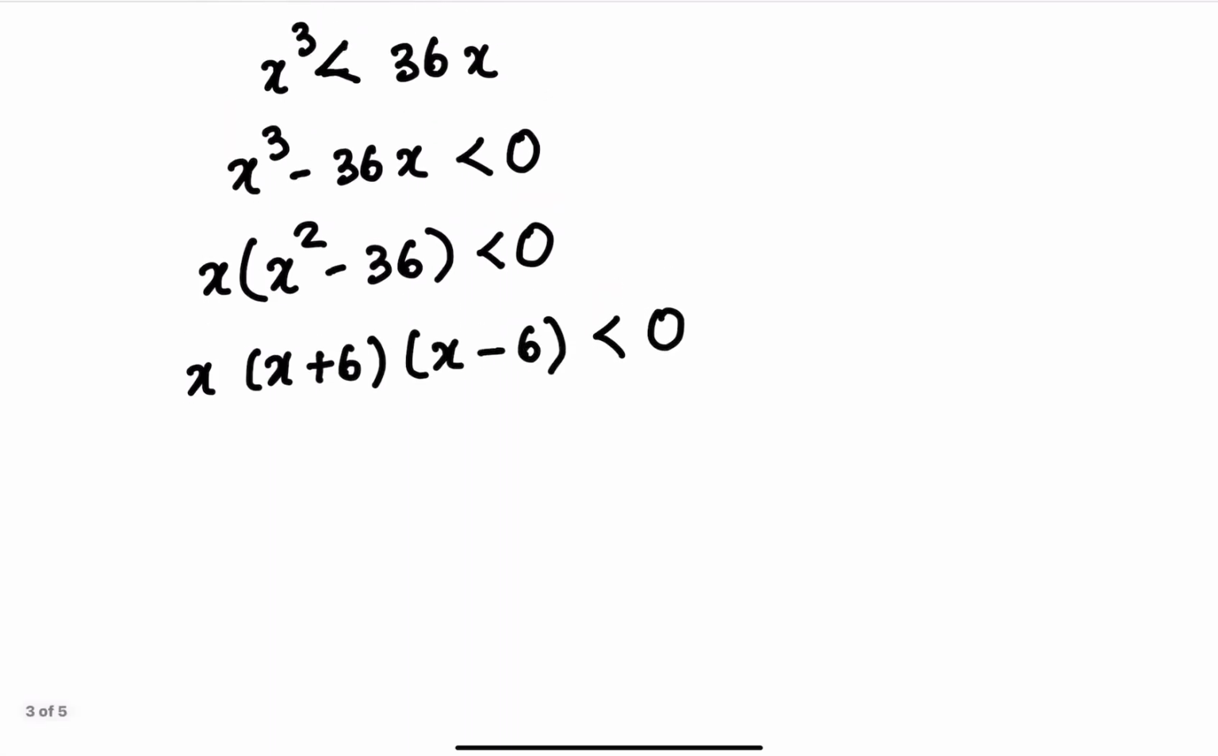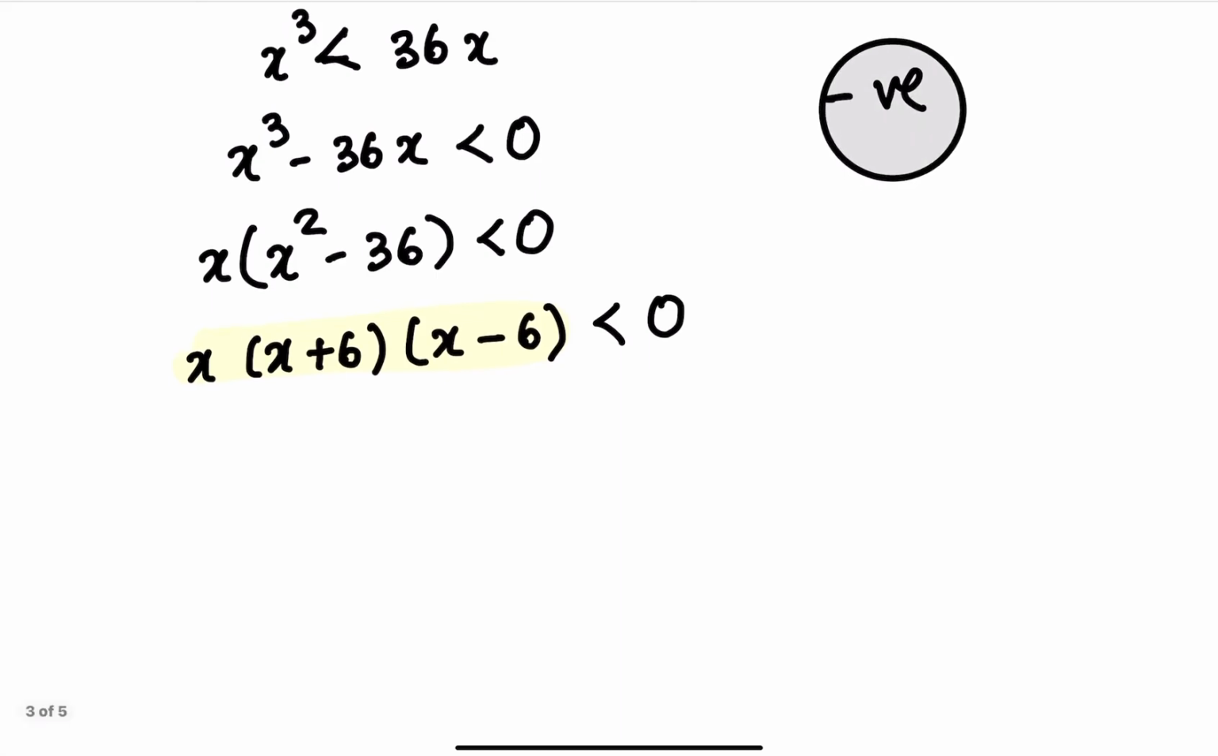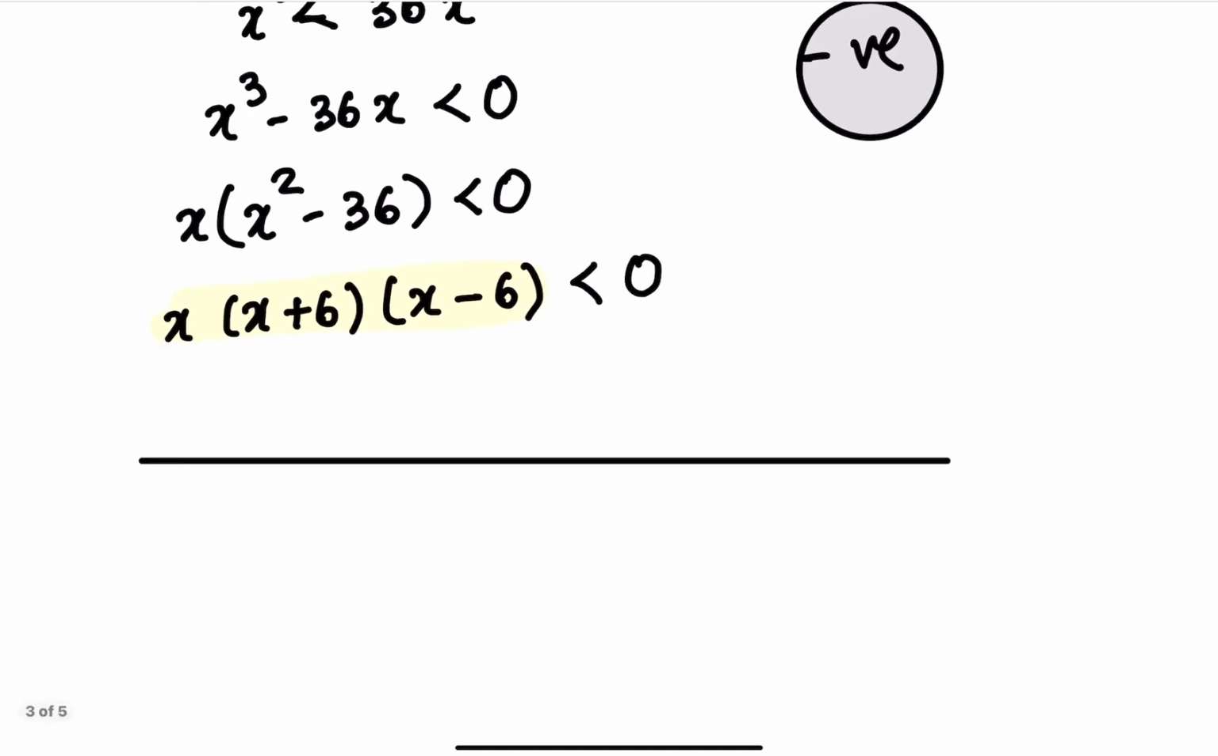So what I'm telling you is, when I multiply all of this, I want the number to be less than 0. That means I want the number to be negative. If it is greater than 0, it's positive, but I want the number to be negative. How do I do that? Very simple. I'm going to make a sign chart. When is this a 0? When x is 0. When is this a 0? When x is negative 6. When is this a 0? When x is positive 6.